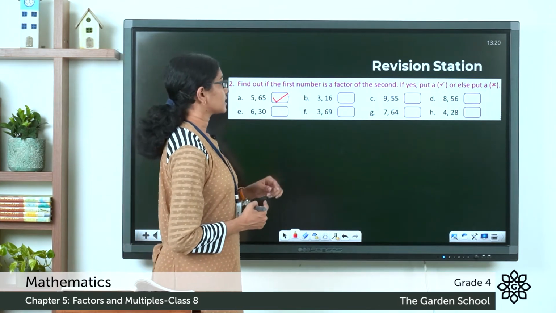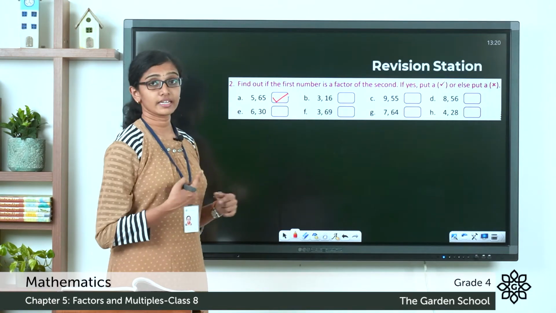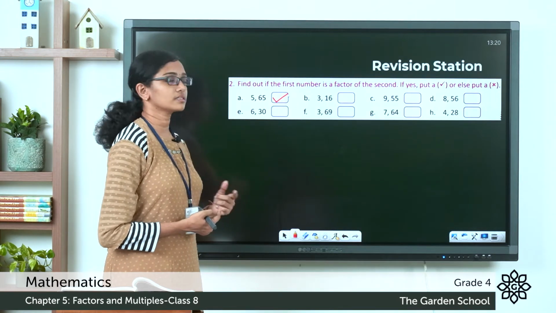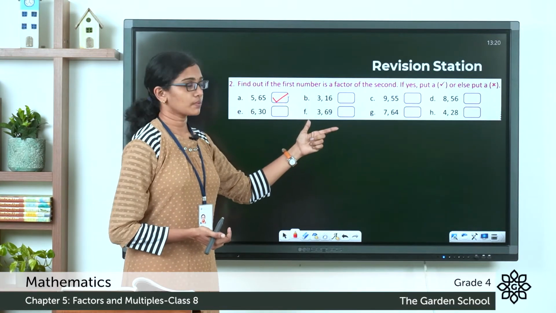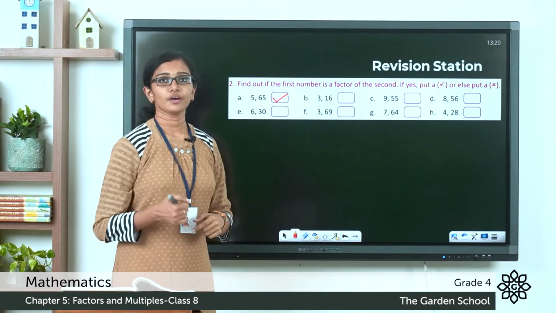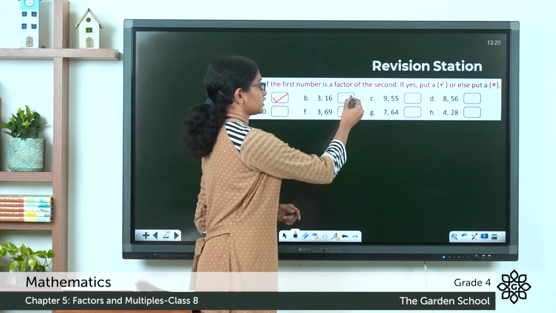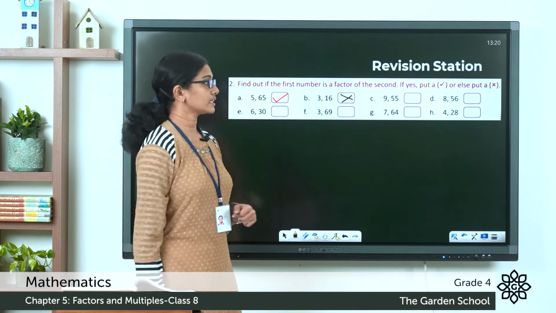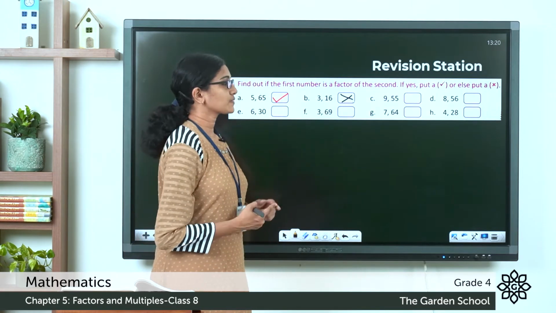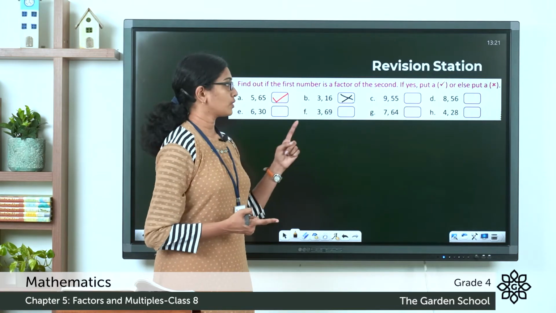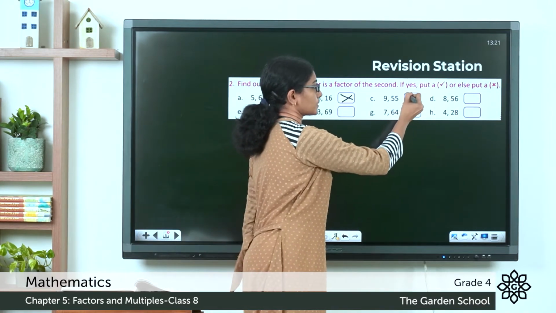Let's see the next one, 3 and 16. Is there any number which can be multiplied by 3 to get 16? No, right? So, 16 is not a multiple of 3, or 3 is not a factor of 16. So, let's put a cross over there. Now, what about question C? 9 and 55. Is 55 a multiple of 9? No. So, 9 is not a factor of 55. So, let's put a cross over there.